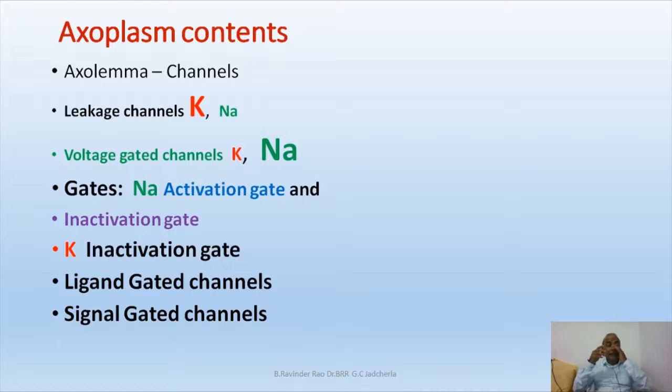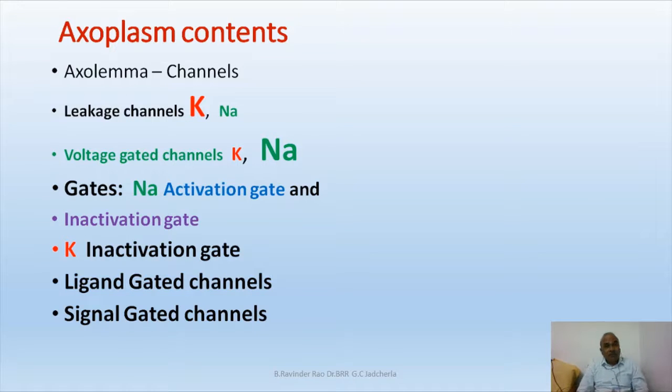The ligand-gated channels are controlled by a chemical. When a chemical is present, it will open. When this chemical is not there, it will close. Such channels, which are regulated by chemicals and have certain receptors for those chemicals, are called ligand-gated channels. When certain chemicals are introduced, they will open. They are called ligand-gated channels.